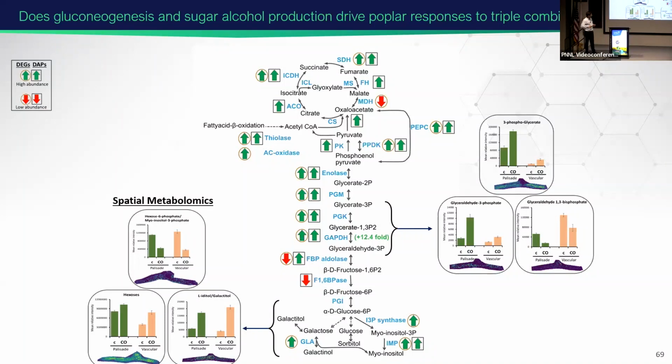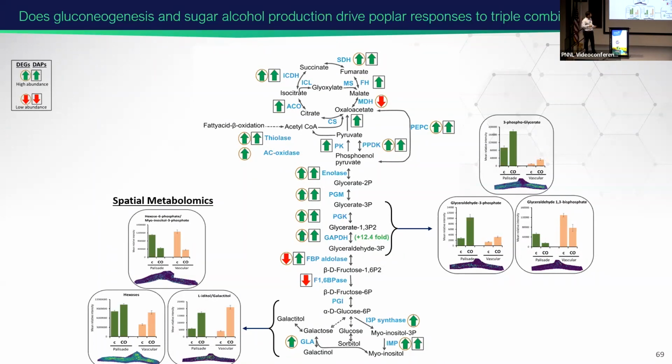Then we measured the level of sugars, which is hexoses, which is increased in palisade cells, and one of the sugar alcohols was also increased. So this clearly signifies, along with the transcript and protein data, that palisade cells, when it comes to combination stress, could be activating gluconeogenesis to make sugar alcohol.